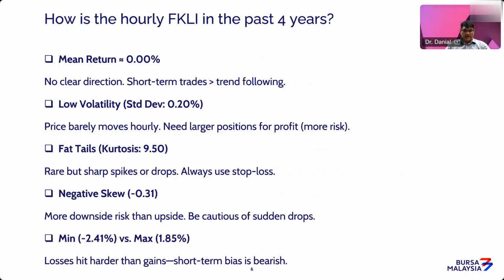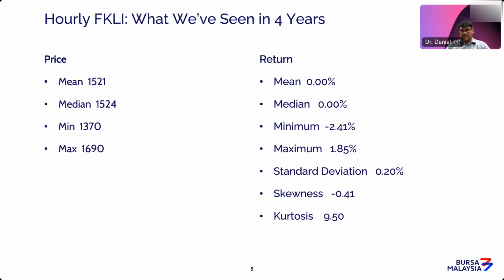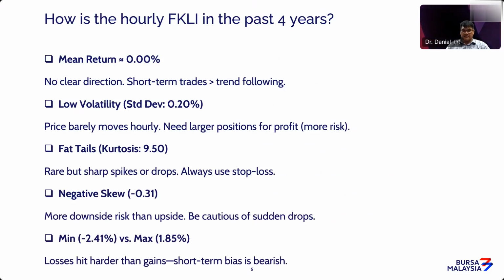Okay, now how do we make sense of those numbers? A number is just a number if we don't know how to interpret it. It remains a number and doesn't give us any indication. So now we try to interpret it. When we say mean return is zero, it means no clear direction. For short-term trades, we can say it is better than trend following.